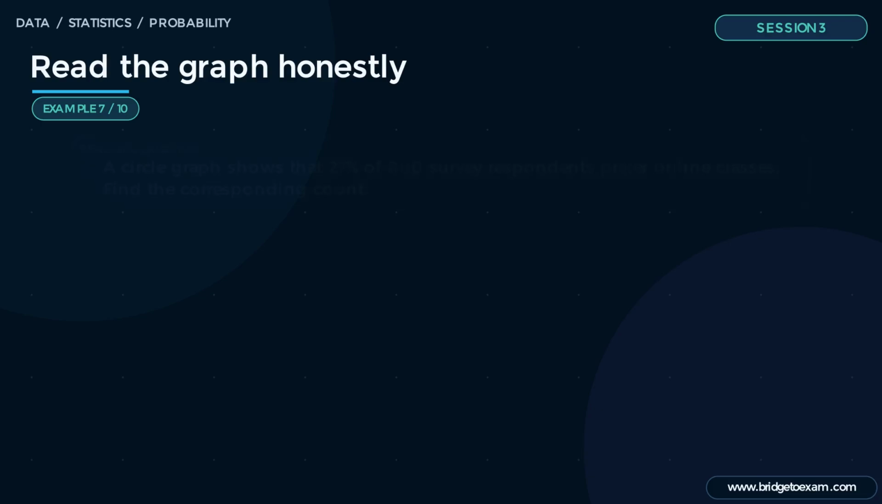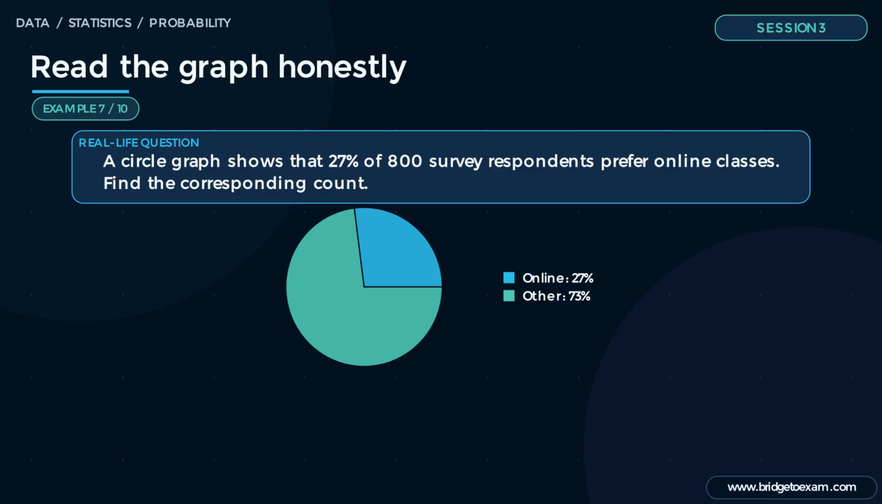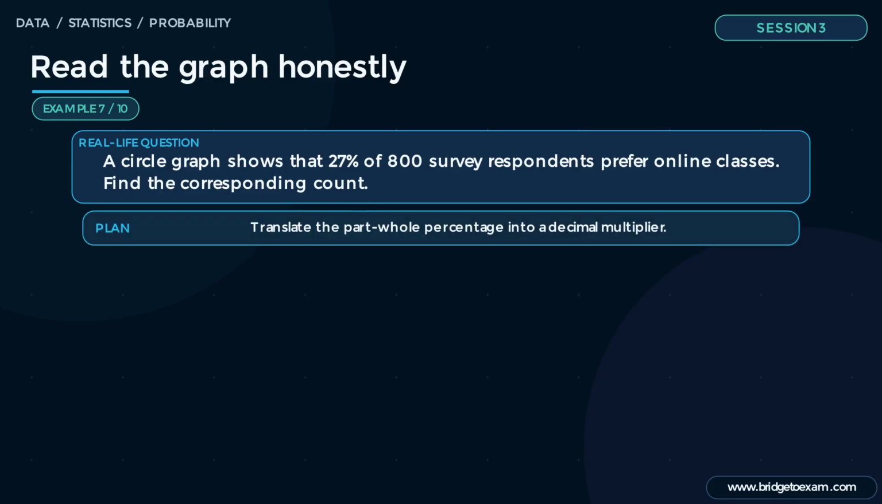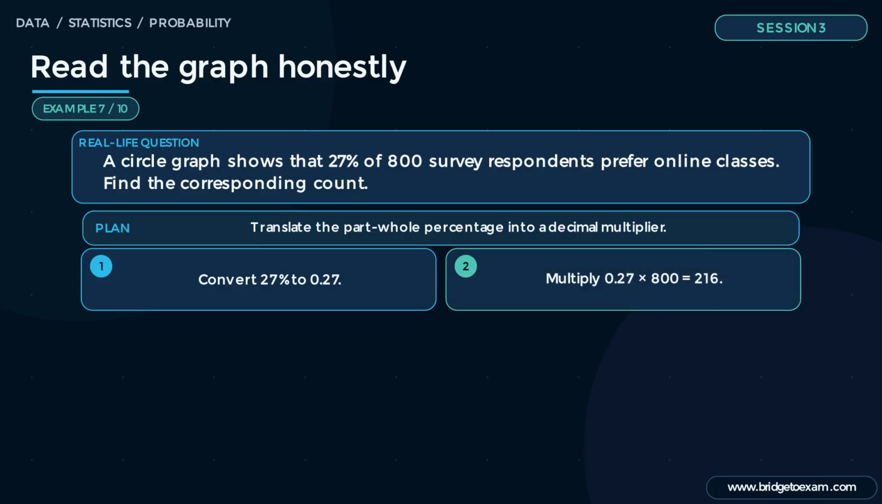Example 7. A circle graph shows that 27% of 800 survey respondents prefer online classes. Find the corresponding count. Plan. Translate the part-whole percentage into a decimal multiplier. Step 1. Convert 27% to 0.27. Step 2. Multiply 0.27 times 800 equals 216. Step 3. The slice represents 216 respondents.